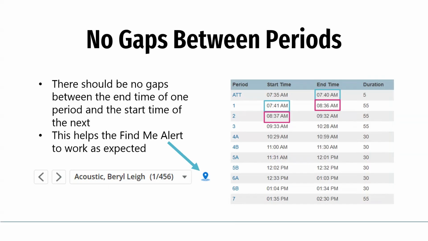To make sure the Find Me alert works the way it should, it's important that there aren't any gaps between the end of one period and the start of the next. If you're not familiar with the Find Me alert, you see the arrow there. It shows on every student's page, and you can click on that if you're trying to locate a student and it happens to be between periods. If there are any gaps between your periods, it's going to come up blank, so you're not going to know where that kid is. Keeping periods back to back will help ensure the system always has location when you need it on a student.